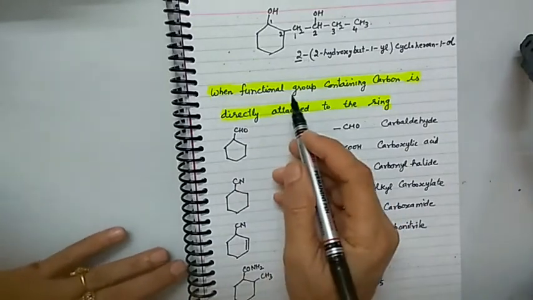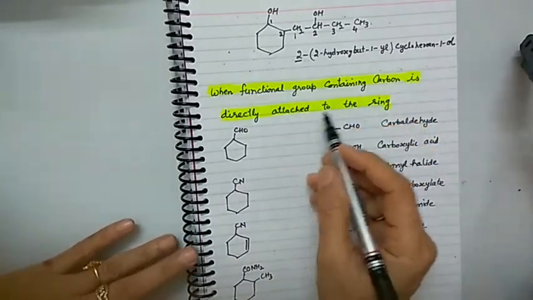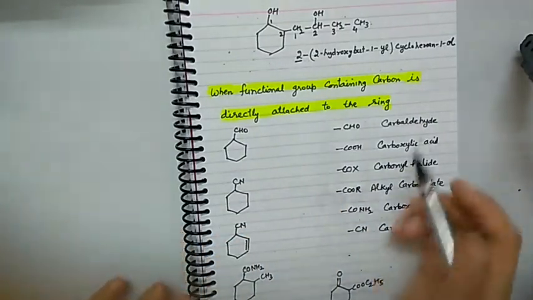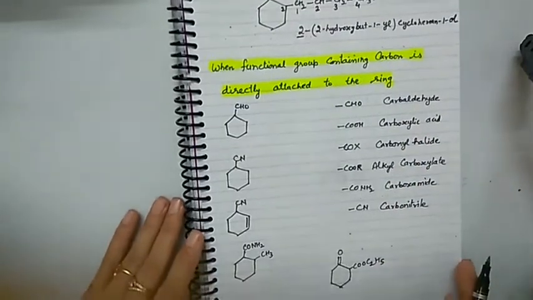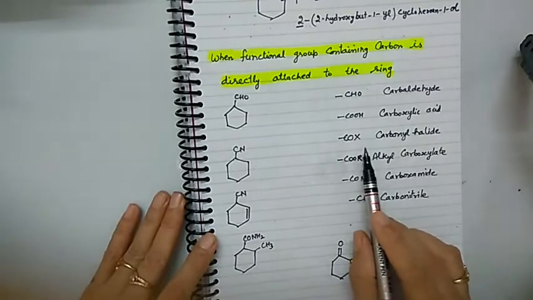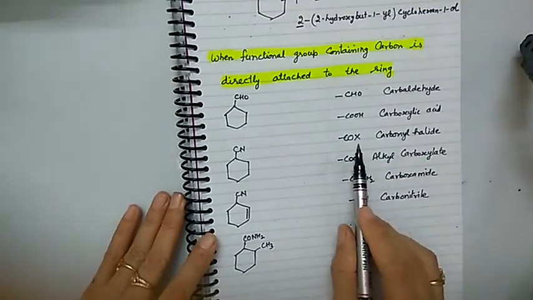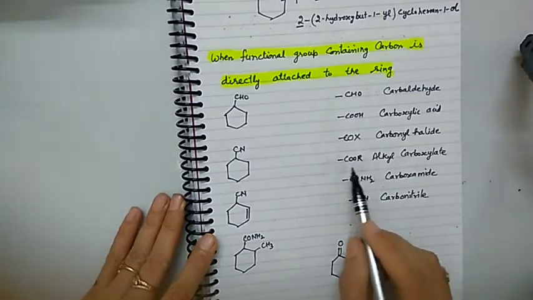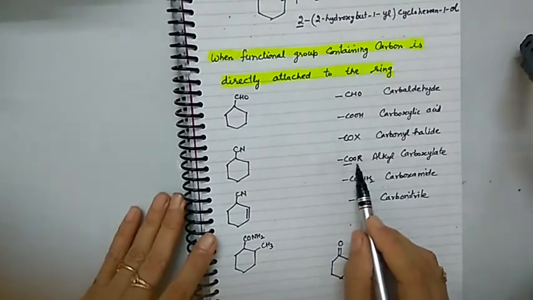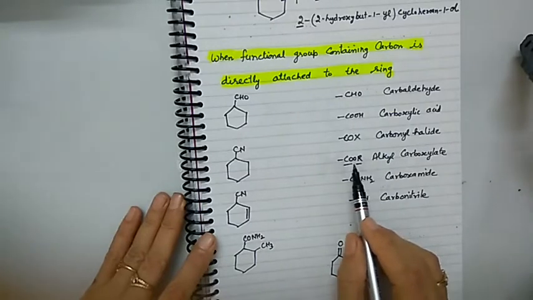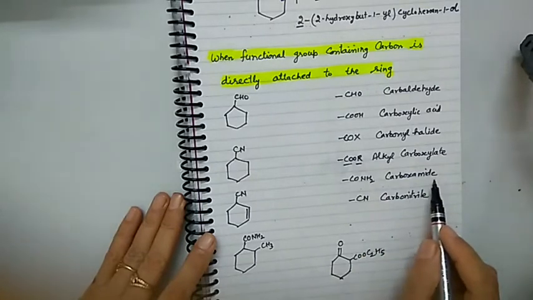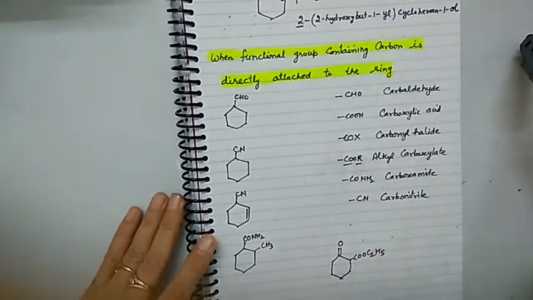Now let us consider few functional groups which contain carbon, and when they are directly attached to the ring, how to name them. So here if there is CHO group, we call it carbaldehyde. COOH is called carboxylic acid. COX, carbonyl halide. X is the halogen. It can be chlorine, fluorine, iodine. So if this is Cl, carbonyl chloride. If this is Br, carbonyl bromide, and so on. COOR, this is the ester group. R is the alkyl group which is attached to that ester part. CONH2 amide called carboxamide. CN is called carbonitrile.